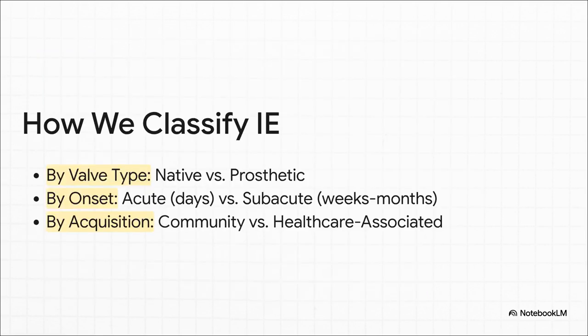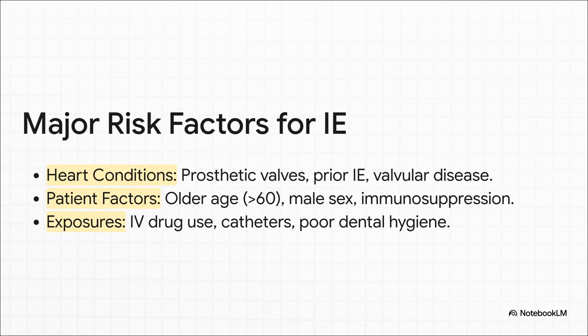Now, it's really important to know that IE isn't just one single thing. We actually classify it in a few different ways. Is it on a native valve or a prosthetic one? Did it come on super fast, like in a few days, that's acute? Or did it creep up slowly over weeks or months, which we call subacute? And finally, where did the person get it? In the community or in a healthcare setting? This stuff matters a lot because it helps us make our first best guess on treatment, even before we have all the answers.